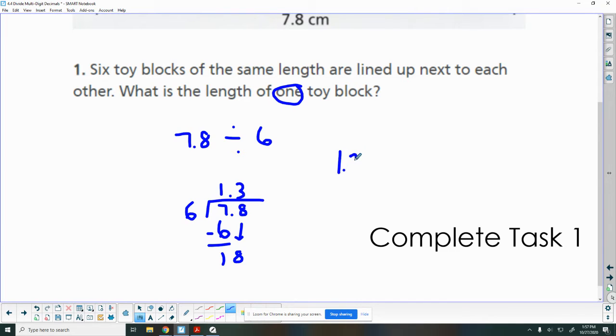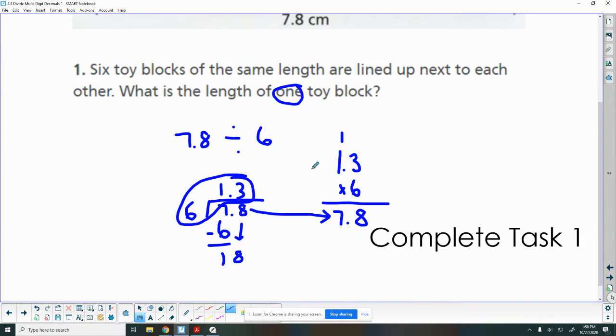So if I took 1.3 and multiplied it by 6, 6 times 3 is 18. 6 times 1 plus 1 is 7. There's my total, 7.8. These should match. So when you take your quotient and times it by your divisor, it should equal the dividend, since multiplication and division are just opposites of each other.